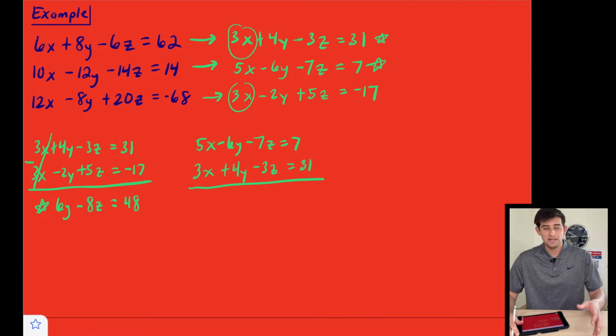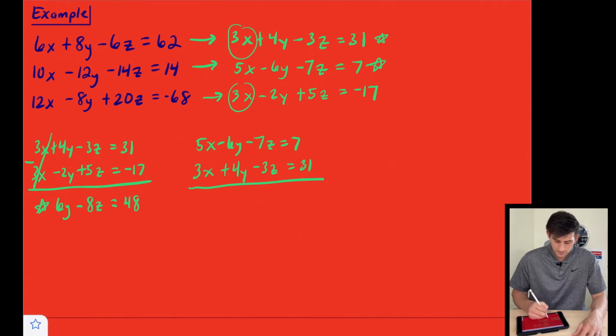Well, if we want to eliminate x, we're going to have to multiply here so that we can create the same coefficient if we want to subtract, or opposite coefficients if we want to add these equations. Well, we subtracted on the first one, so let's just go ahead and subtract again. So I'm going to make these become 15x. So I'm going to multiply the top equation by 3, and I'm going to multiply the bottom equation by 5.